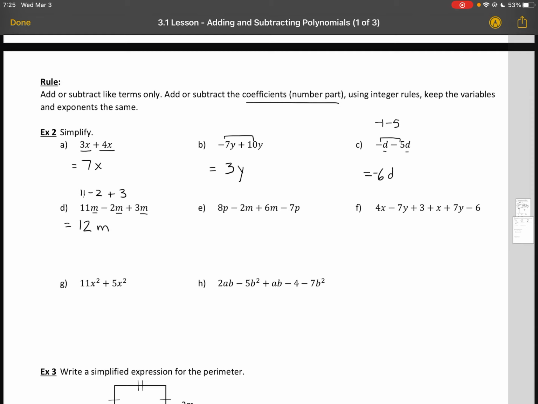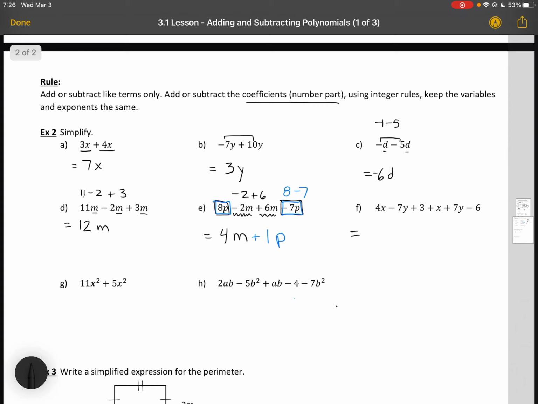In E, I have 4 terms here. I have 2 terms with a p, and then I have 2 terms that have an m in them. So I'm going to combine my m terms first. My variable is the same, and I'm going to add those numerical coefficients together. So 4m. Then I'm going to combine the p terms. My variable is going to stay the same, and I'm going to add those numerical coefficients together. So 8 minus 7, which is going to give me plus 1p.